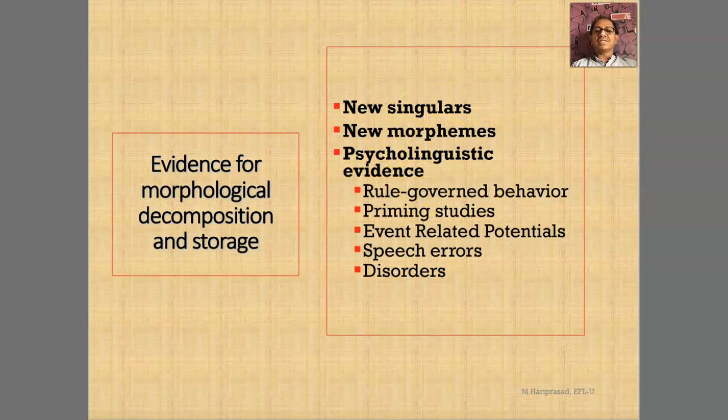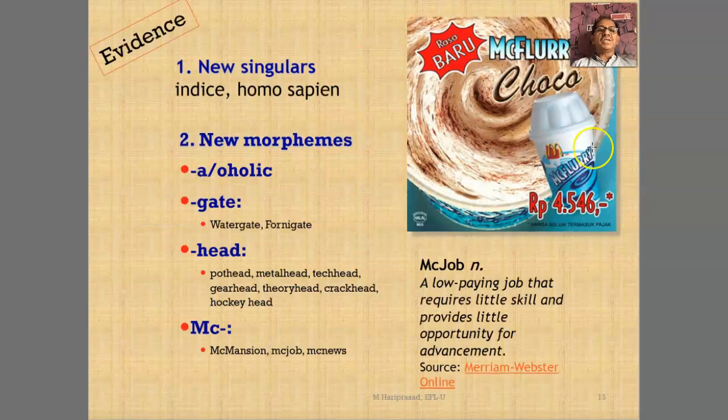When I say new singulars, there are new singular words which are always formed. We know that indices is the plural form of index, but there are people who are now using indice as a word. It can be a new singular. Or similarly, Homo sapiens exists as a plural form, but we can also have a new singular, Homo sapien.